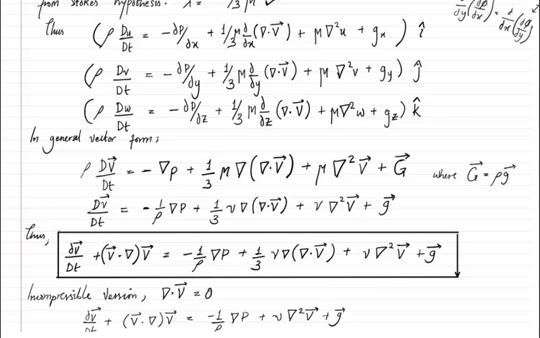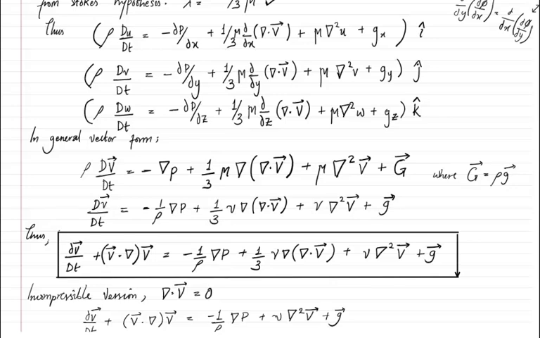This is minus grad p, plus mu times d/dx, d/dy, d/dz, which is what? The gradient also of the divergence of V. Plus mu del squared u i is also a vector, which is mu del squared V, the vector. Then gx, gy, gz in general was g, which was a body force.